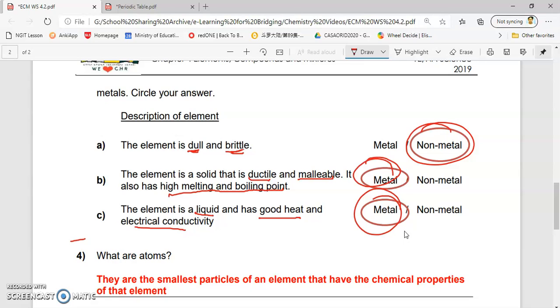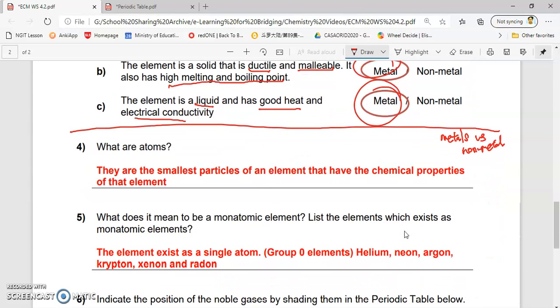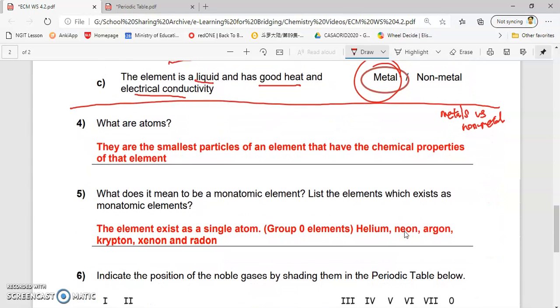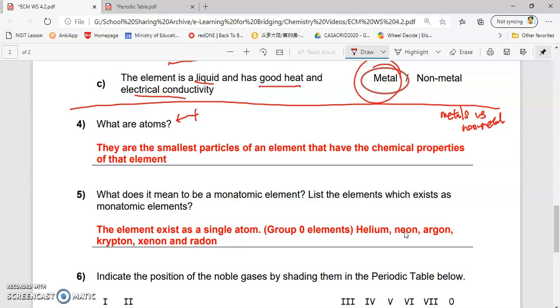So this part here draws to a close to differentiate between metals versus non-metals. The next segment we're going to go into is to describe a little bit more about atoms. Okay, so question 4, what are atoms? This definition can definitely be found in the textbook.